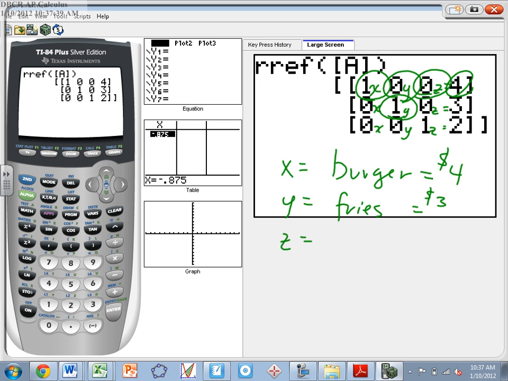And finally, in the last line here, we've got no burgers, no fries, one shake is $2. So Z is the cost of a shake, which equals $2. There's my answer, all my variables. So what does this do? This avoids using elimination and substitution method. It is useful when you have big equations like this, or systems of equations, that are three variable, three equations.